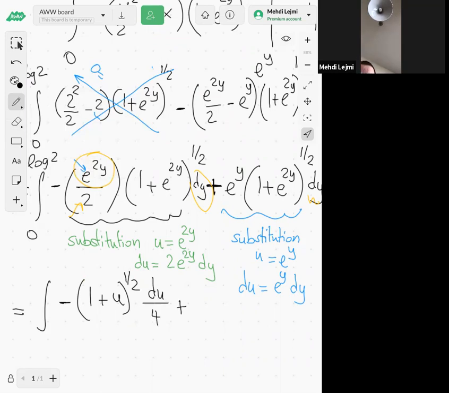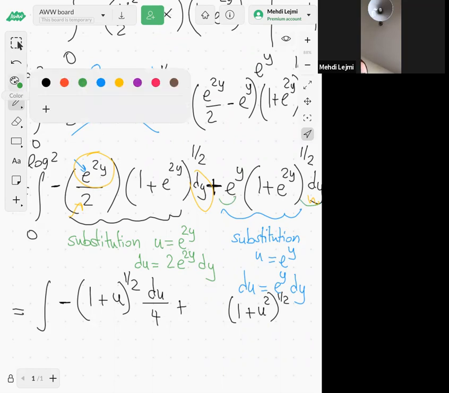and then plus, here the substitution now for the second part would be u equals to e to the y, right? So that would be 1 plus u squared, right, to the power half, of course. And there's this e to the y dy. That's exactly my du. So this is exactly equal to here. This is exactly my du.